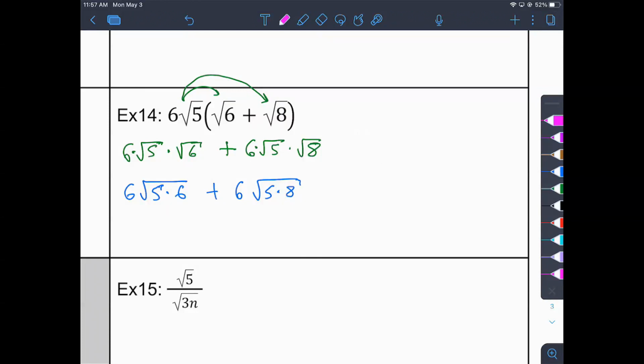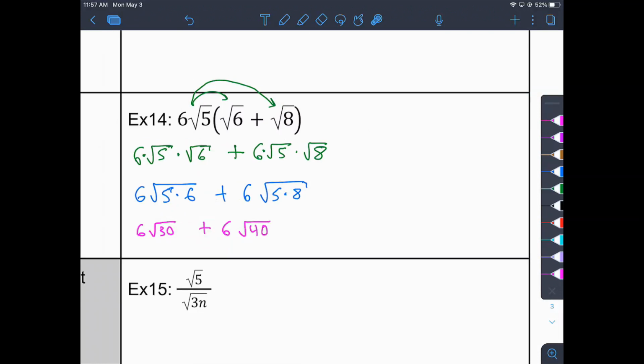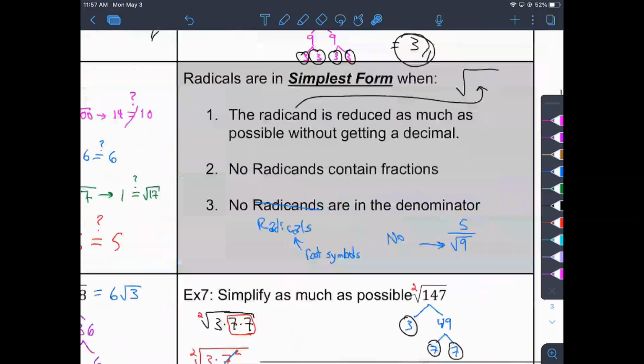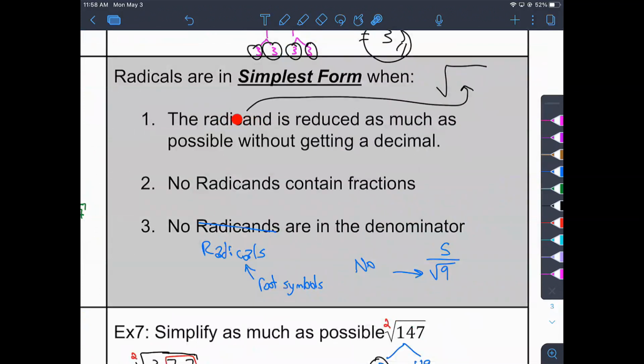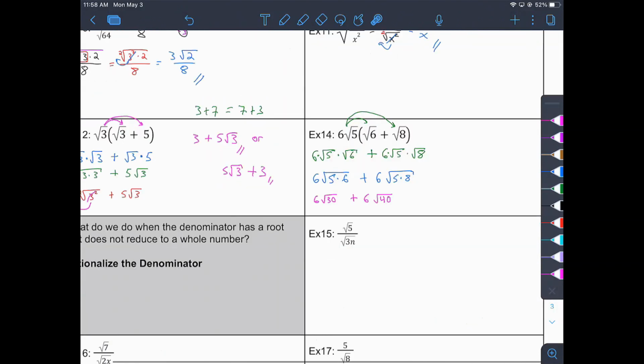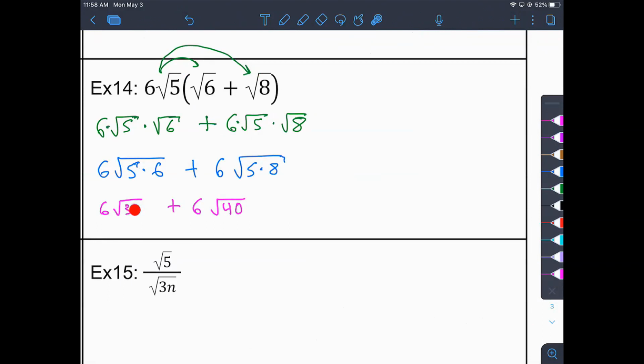Now at this point, we would actually do the multiplication. 6 root, now 5 times 6 is 30. And then here we have 6 root, well, 5 times 8 is 40. Now the only question you have remaining on this is, in order to follow our rules from previously, it says you need to reduce the radicand, or the inside of the root, as much as possible without getting a decimal. So we have to actually figure out, do these reduce any further?